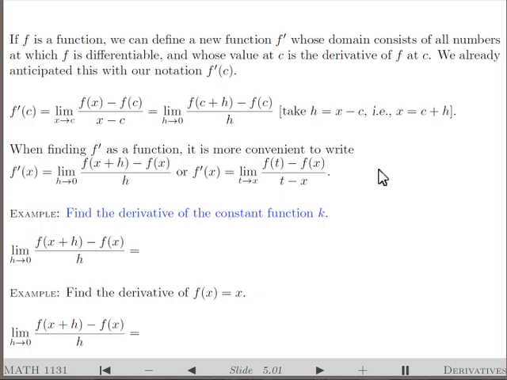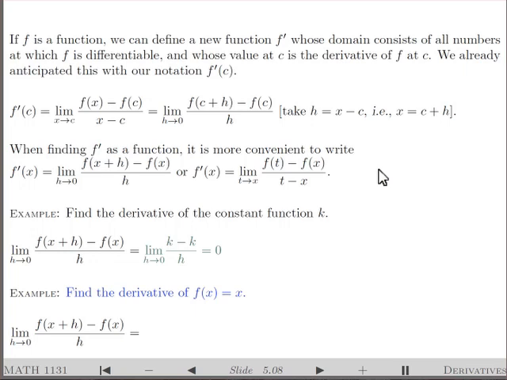So if I take any number x, then f of x plus h is a constant k, so is f of x. So the difference in the function is k minus k, and that's 0. 0 divided by h is 0. Remember, h is not 0. We haven't done the limit yet. Now that we have simplified the difference quotient, we can find the limit. Of course, since we have a constant, the limit is the constant, 0.